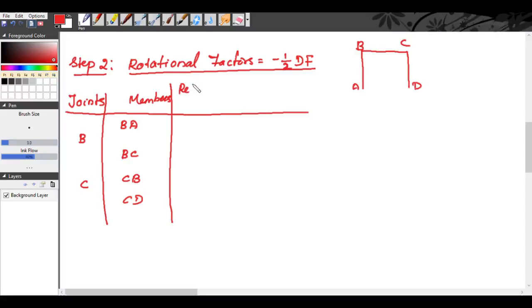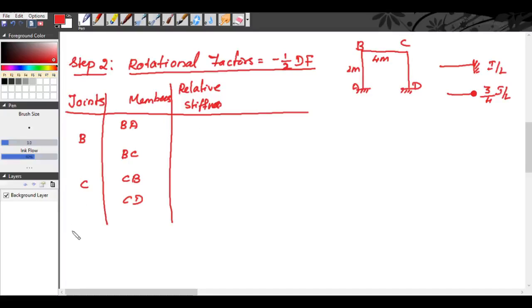Now we will write the relative stiffness. We know if the far end is fixed, the relative stiffness is I by L, and if the far end is hinged, the relative stiffness will be 3/4 I by L. So here A is fixed, D is fixed. All intermediate supports should be considered as fixed supports. So everywhere it is I by L.